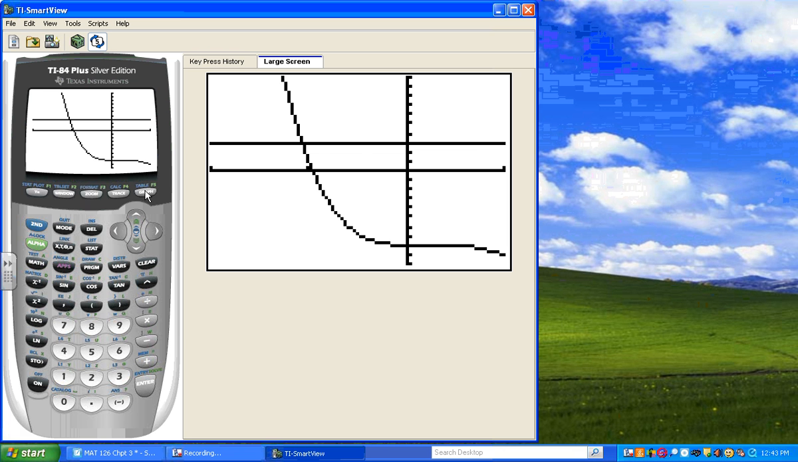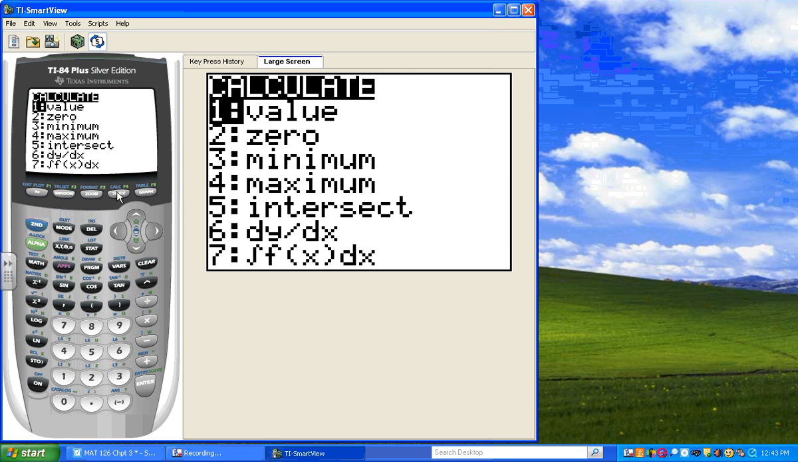Have we done this one? Second, calculate the intersection point. 5. I'm going to go to.